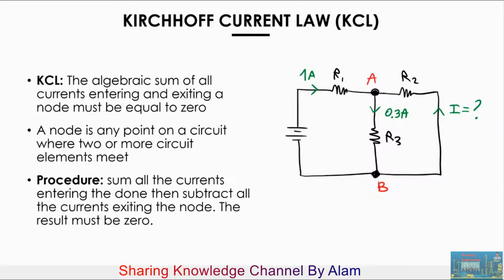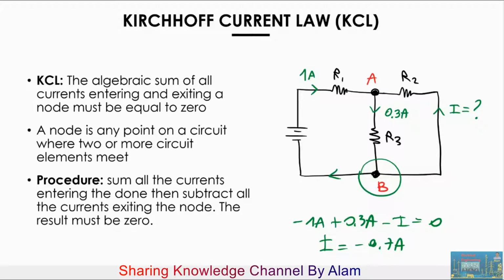I want to show you that it doesn't matter which node you choose. Ultimately, there is only one solution for the current in the circuit. So let's do the same calculation using node B instead of node A. Now the 1 amp current is obviously coming out of it, so it's minus 1 amp. The 0.3 amp current is coming inside of it, so plus 0.3 amp. And the current I that we're trying to find is leaving the node, so it's minus I, equal to 0. As you can see, we get exactly the same result. I is equal to minus 0.7 amp. And that has to be the case. Otherwise, that means we have made some mistake in the previous calculation or in this calculation.